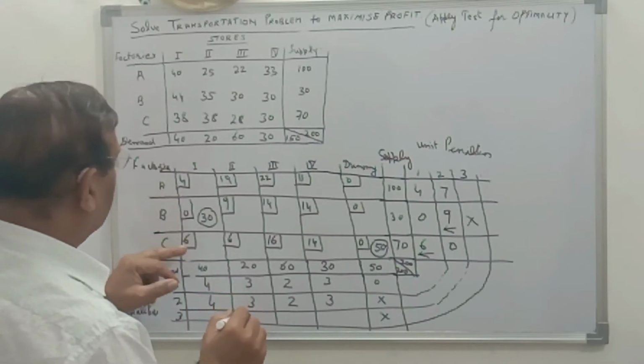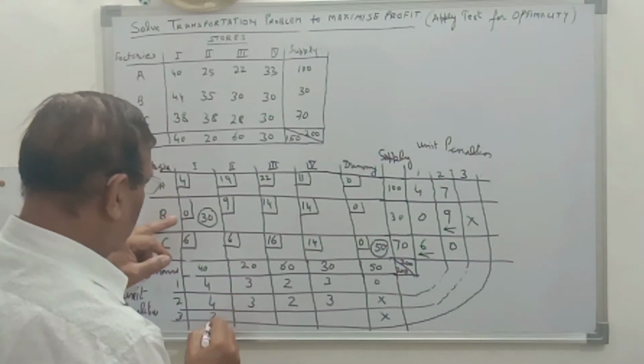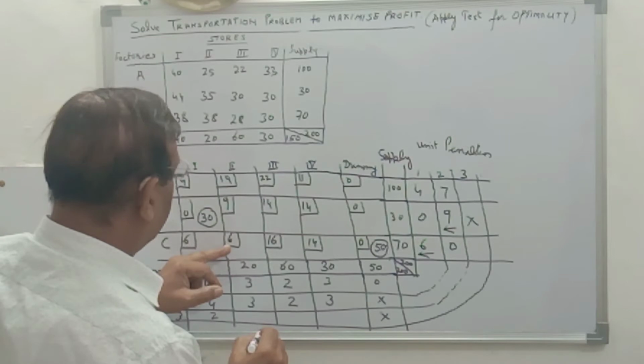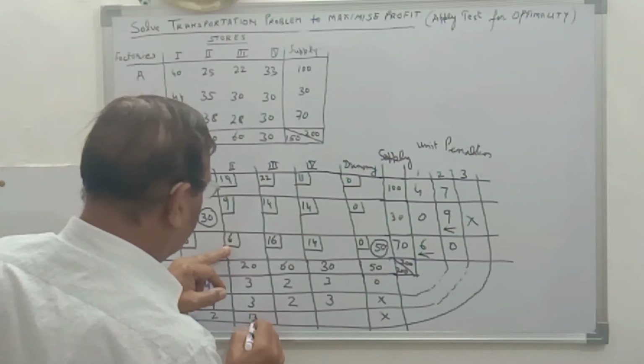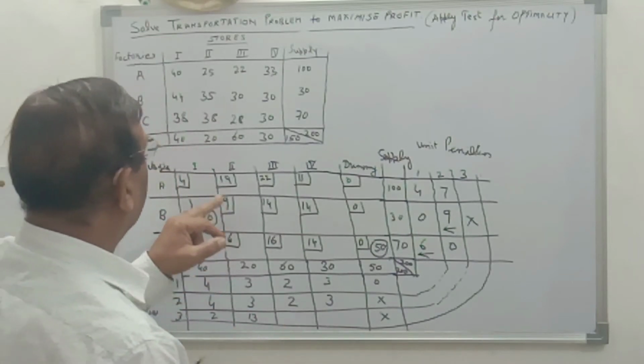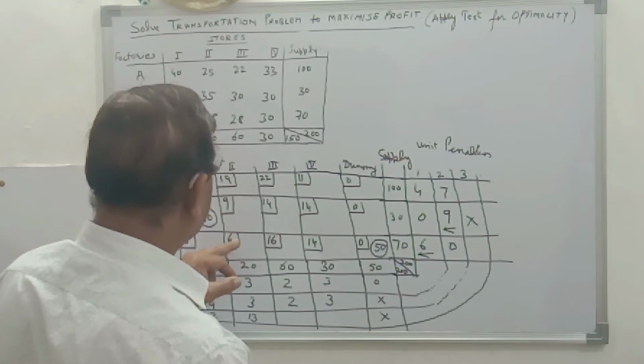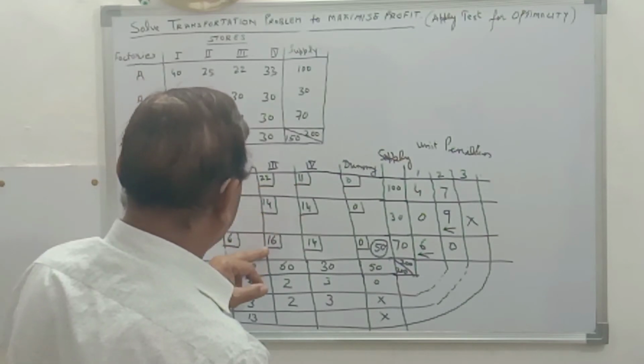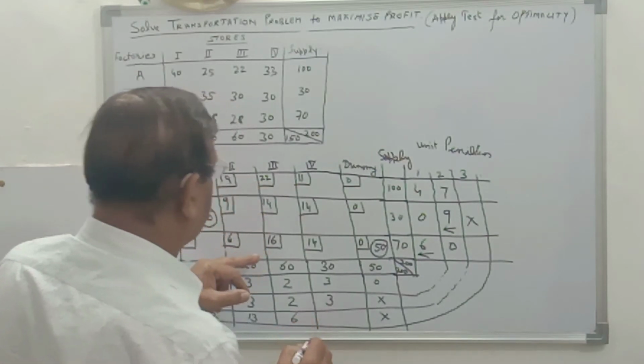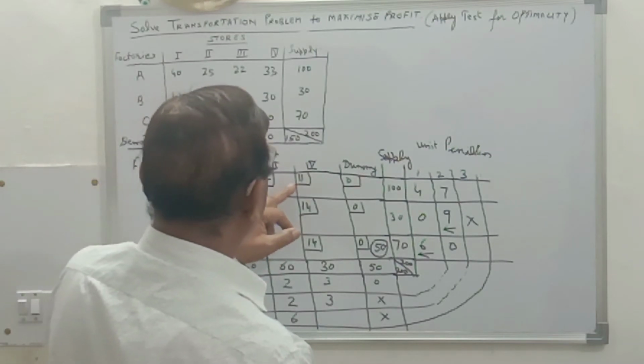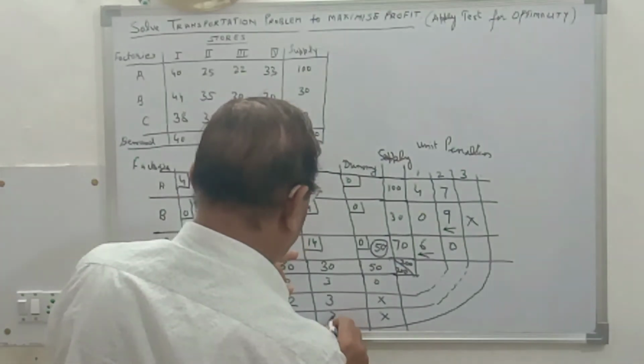Then the difference between this row and this row is 2. The difference between 19 and 6 is 13, because this is not there. The difference between 22 and 16 is 6. And 11 and 13, the difference is 3.